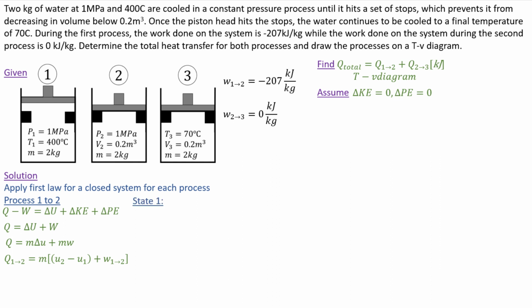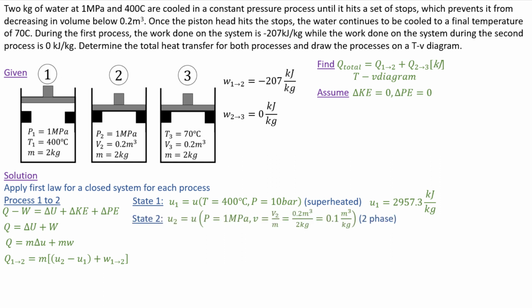Now let's figure out what U1 and U2 are. U1 is pretty easy. I look it up in my tables and see that I'm superheated, and I just pull that right off the superheated tables. State 2: I know the pressure, and I'm not explicitly given the specific volume, but I can easily calculate it. It's just the volume divided by the mass. So I've got 0.1 meters cubed per kilogram, and if you look in your tables, you'll see that falls within the two-phase region. So you'll be staying in the saturated tables, and you'll need to use the quality to figure out what U2 is.